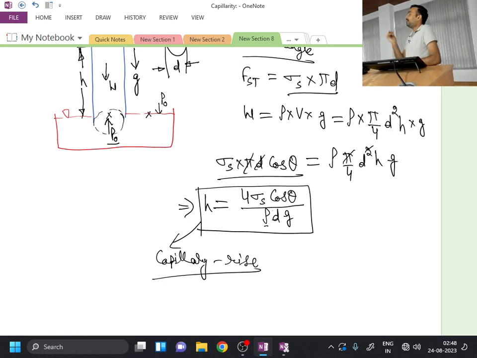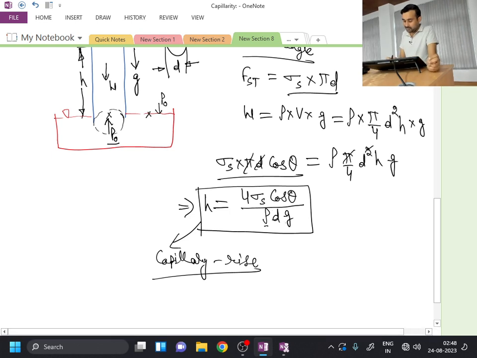So for any surface, if the contact angle is greater than 90 degrees, then what will be happening? Then the direction of the surface tension force will be changing. Okay, it will be opposite. So if the direction of the surface tension force is changing, then it means we will be having formation of capillary fall. Okay, so in place of capillary rise, we will be having capillary fall.